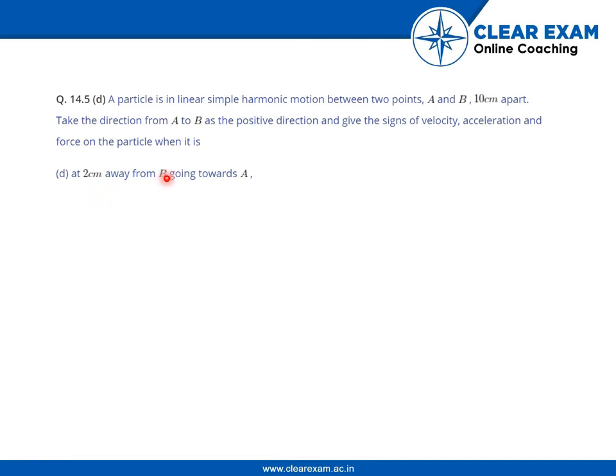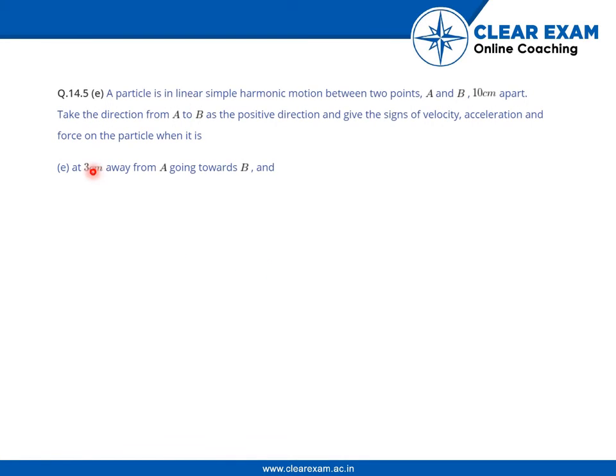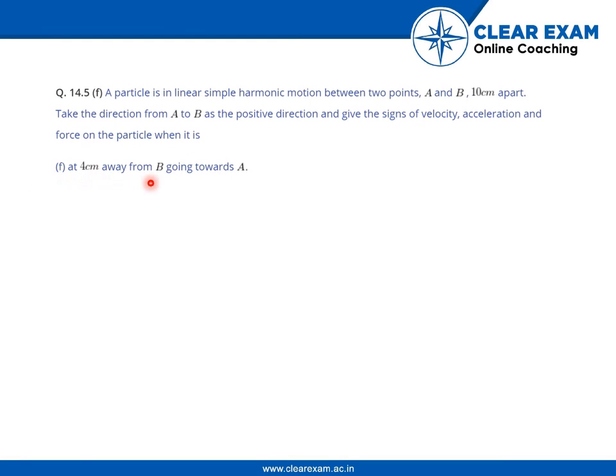At 2 cm away from B going towards A, velocity is negative, acceleration and force are also negative. At 3 cm away from A going towards B, and the velocity is positive, acceleration and force are also positive. At 4 cm away from B going towards A, velocity, acceleration and force all are negative.